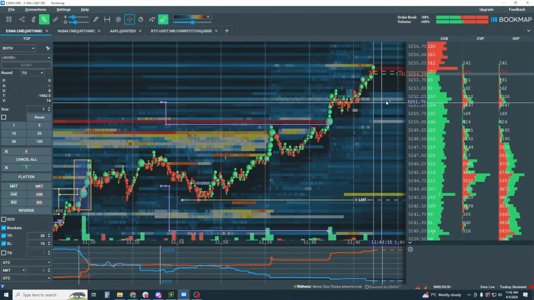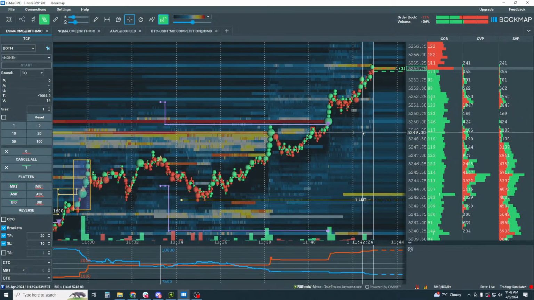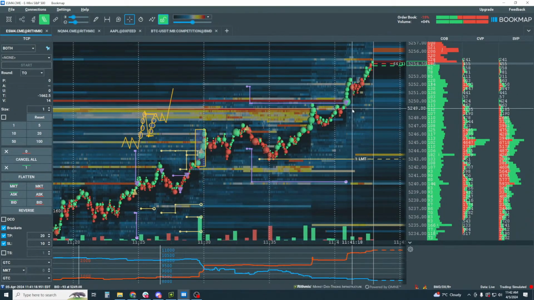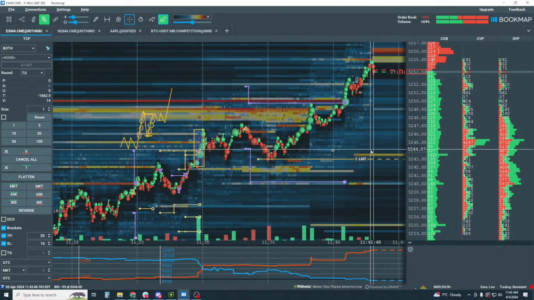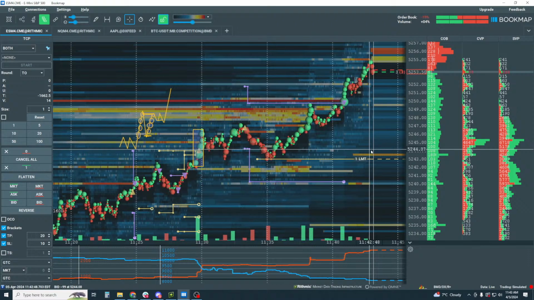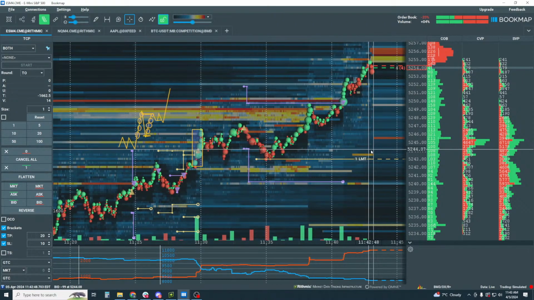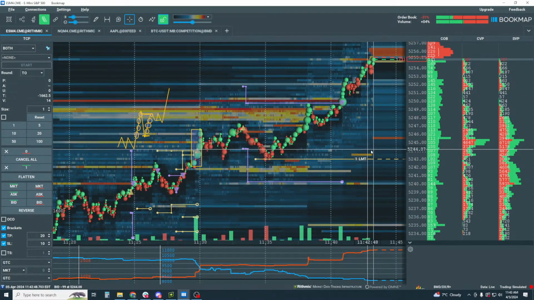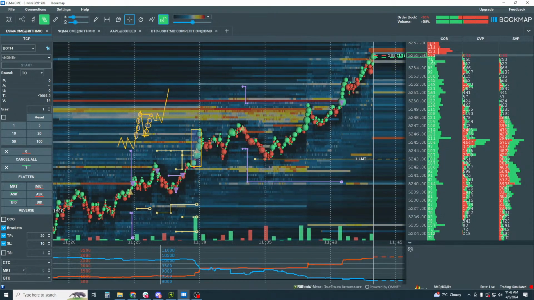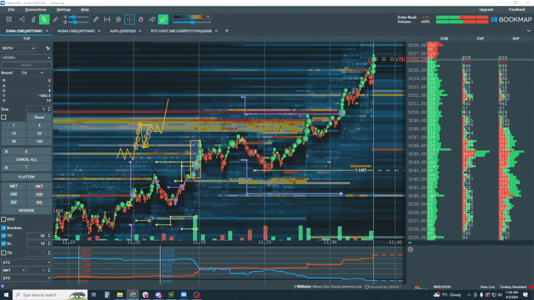And it's unfortunate. MAE is maximum adverse excursion. Adverse is the key word in there, so it went against you. Let's take a look at our journal here.